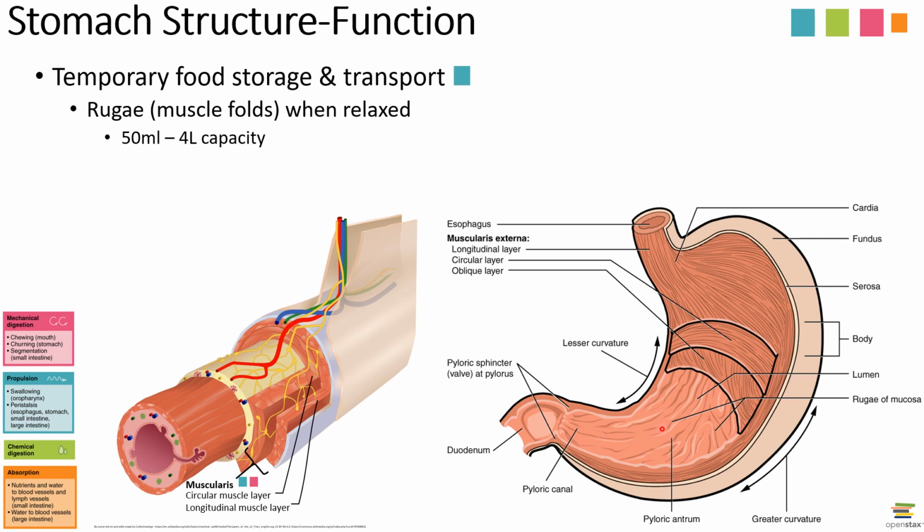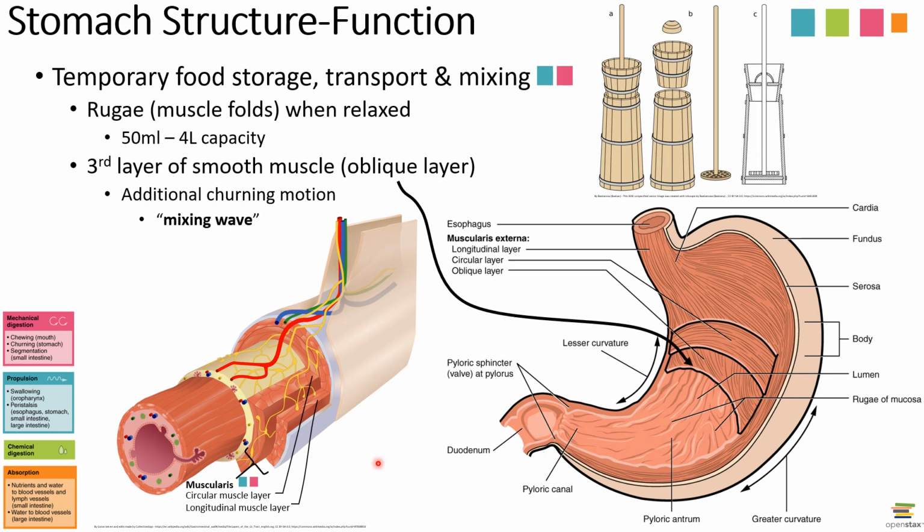And then if you expand it, it can smooth out. So that reflects the fact that it has a very large capacity, from 50 milliliters to 4 liters. And some of you have noticed this in your minks that have dramatically different stomach volumes depending on how recently they ate before they were harvested.